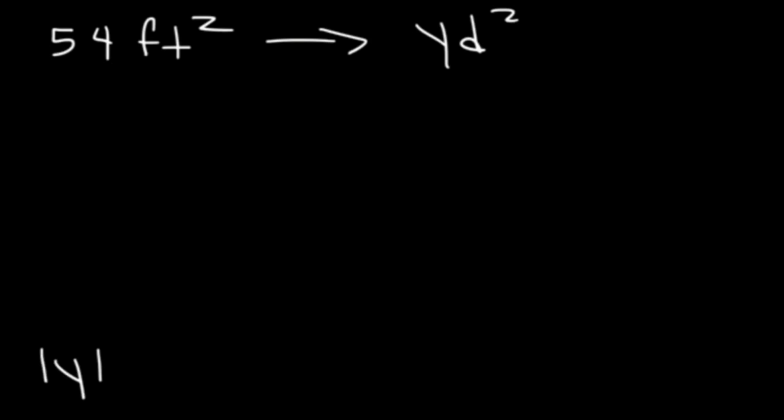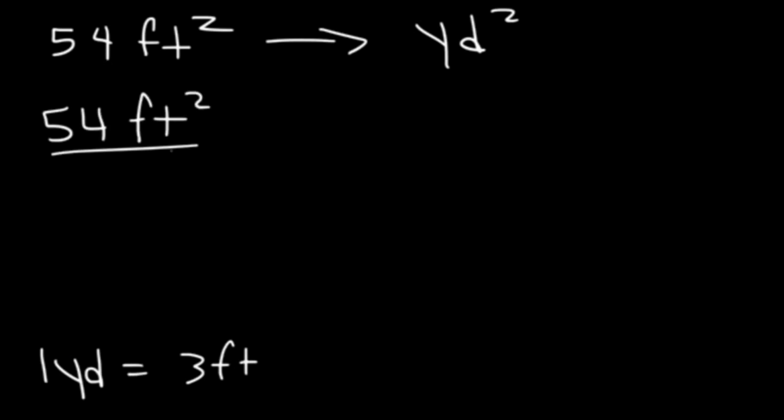Now let's say if you have 54 square feet, which is a unit of area. How can you convert it to another unit of area? In this case, square yards. Now we know that 1 yard is 3 feet. So start with what you have, 54 square feet. Now we still need to put feet on the bottom so that the unit feet will cancel because we have feet on top. So 1 yard is 3 feet.